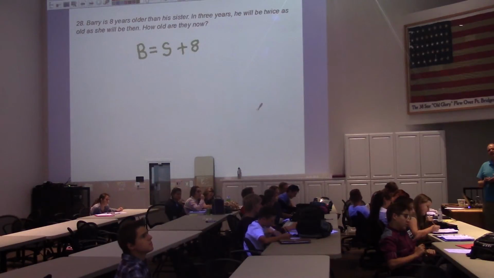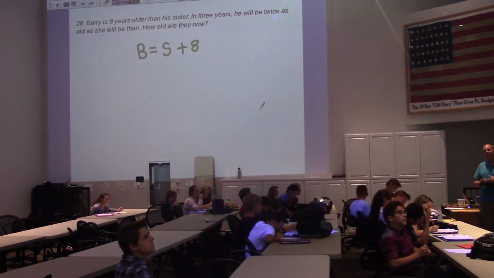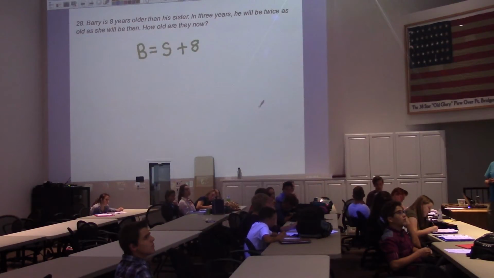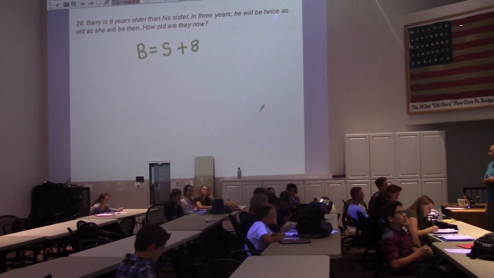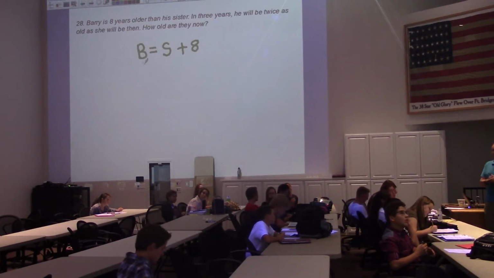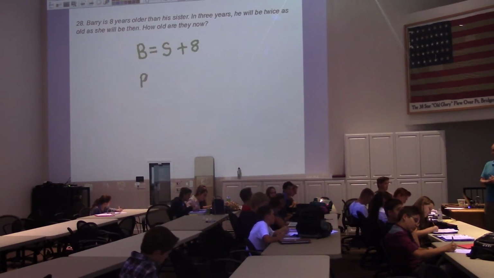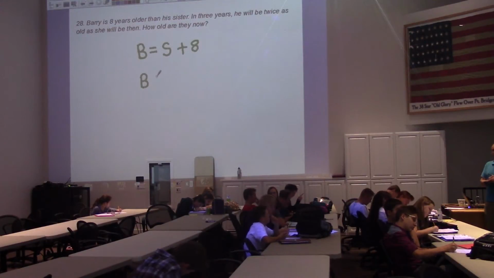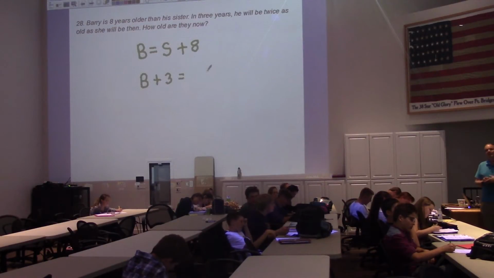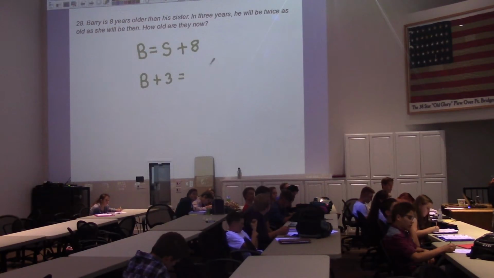Okay, so what does this mean? In 3 years, he will be twice as old as she will be then. Means B plus 3. So what does in 3 years mean? Is that plus 3 or minus 3? Plus. Okay, so we're going to go Barry plus 3, because that means in the future, right? So Barry plus 3 will equal S plus 3. Twice as old as she will be then.